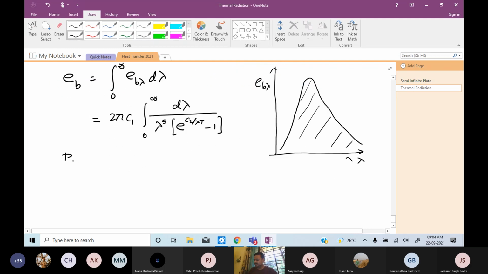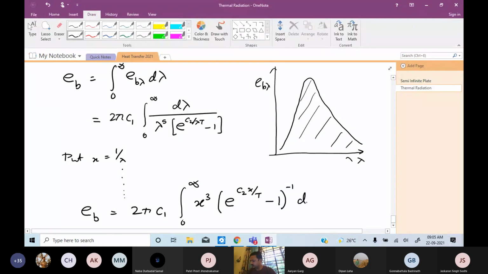So now you can go through a derivation, put x equal to 1 by lambda. Therefore dx equals minus 1 over lambda squared d lambda, and all that stuff. And finally what you get is E_b is 2 pi C1 times the integral from 0 to infinity of x cubed times (e to the power C2 x by T, because x is 1 over lambda, minus 1) to the power minus 1 dx. If you do all these substitutions, you will get this.